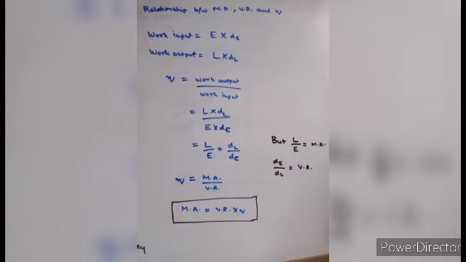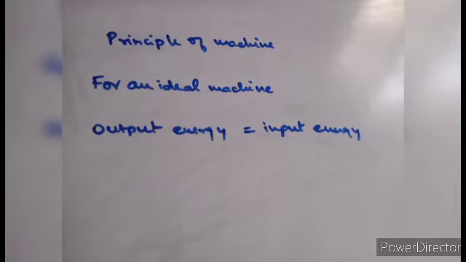Now what is principle of machine? When energy is supplied to a machine by applying the effort, it overcomes the load by doing some useful work on it. The point at which the energy is supplied to a machine by applying the effort is called effort point, and the point where the energy is obtained by overcoming the load is known as the load point. And according to this principle of machine, for an ideal machine, output energy will be equal to input energy.